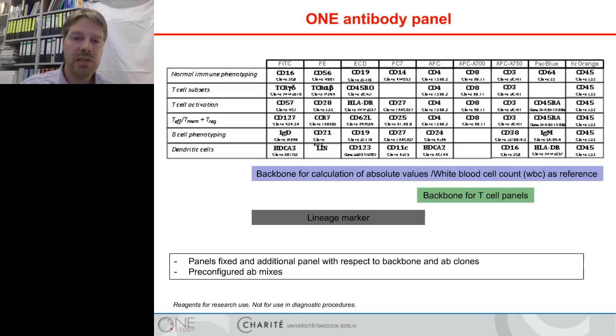All the panels in this study are produced as pre-configured liquid mixes at Immunotech Beckman Coulter and then shipped to the different centers. That enables a high quality for all used antibody panels.